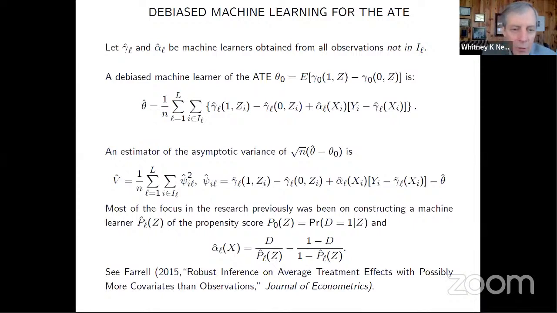Now, Farrell, a very nice pioneering paper on this, did this for lasso, and used a logit lasso estimator of the propensity score. Very nice paper.